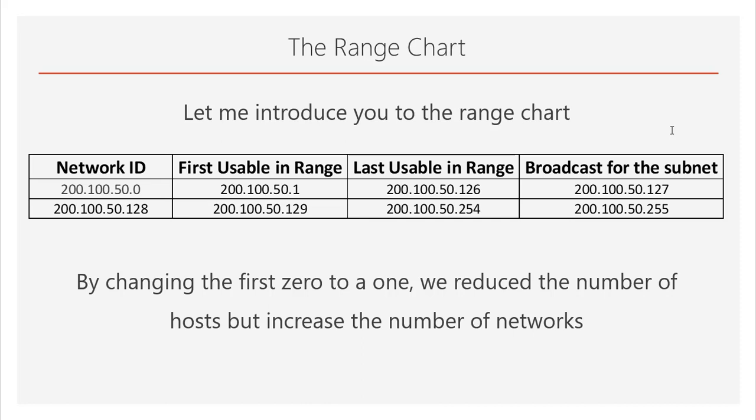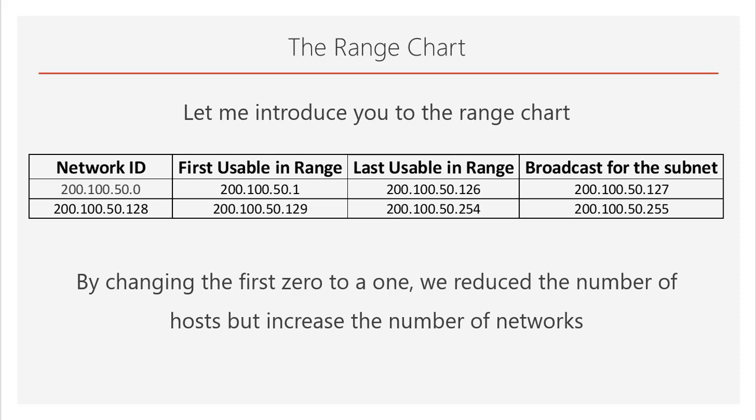So by changing the first 0 to a 1, we reduce the number of hosts, but we increase the number of networks. And as we steal more bits, it becomes more and more prominent. So by default, a Class C address will give you 254 usable addresses. But if we steal 1 from the host, then we get 2 networks, but each network only supports 126 hosts. So then we've reduced the number of usable IP addresses to 252 instead of 254 because we've converted that. So you get the idea.